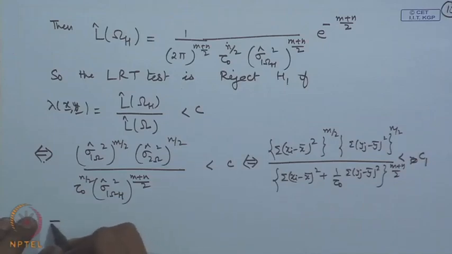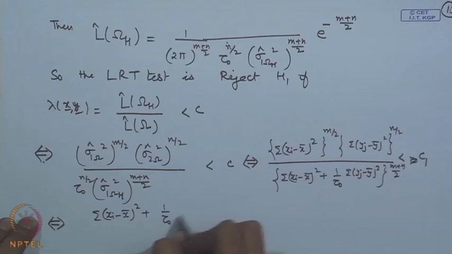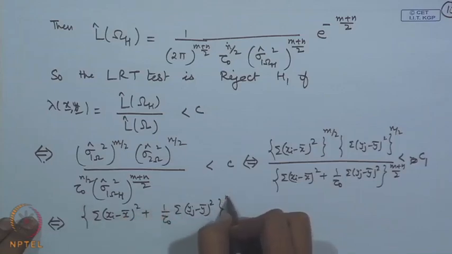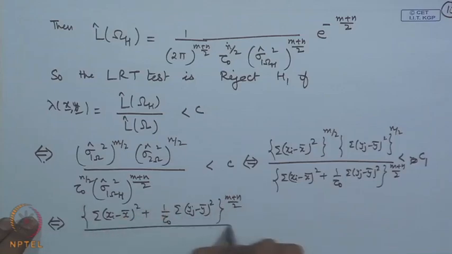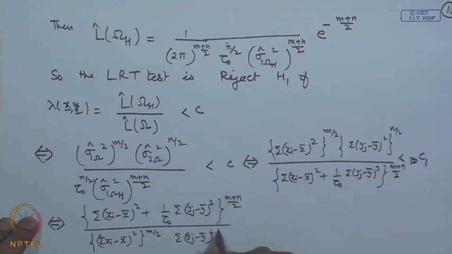So, this is then equivalent to, I take the reciprocal, I can express it as sigma (x_i minus x bar) square plus 1 by tau naught, sigma (y_j minus y bar) square, to the power (m plus n) by 2, divided by sigma (x_i minus x bar) square to the power m by 2, sigma (y_j minus y bar) square to the power n by 2, greater than say C 2.